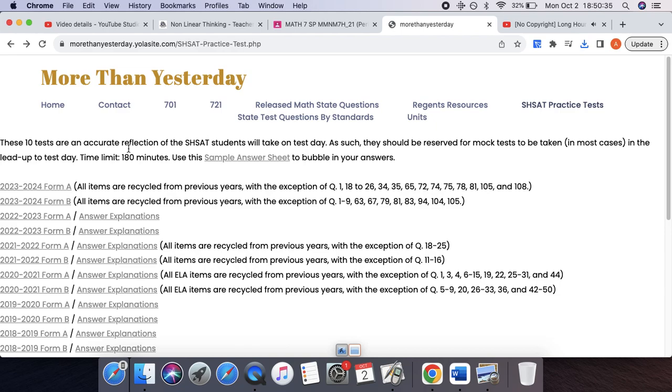Last year's was, what was last year's name? I forget. Nonlinear Thinking. Every year I try to come up with something.